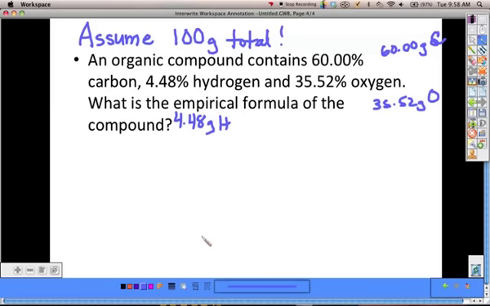Okay. So now that I've assumed my 100 grams, what's my first step? You can look back. It's okay to look back. I think I heard somebody say it. We convert to moles. So, step 1, convert to moles.